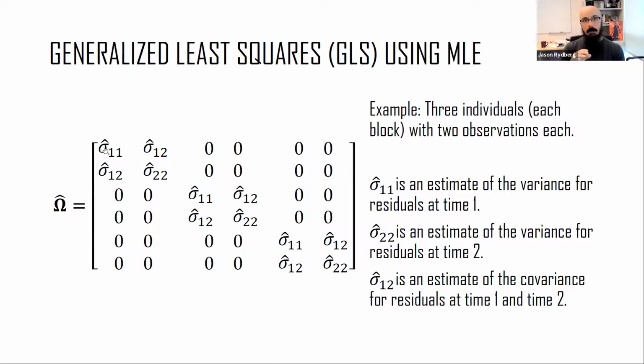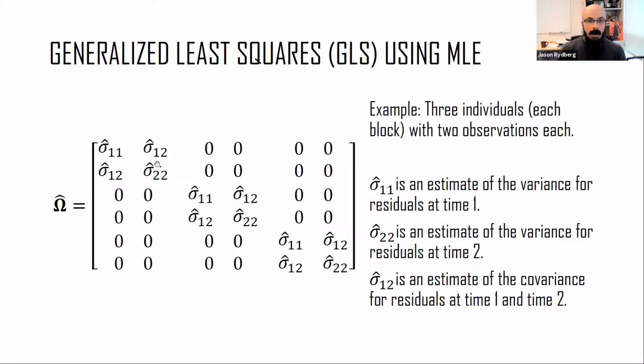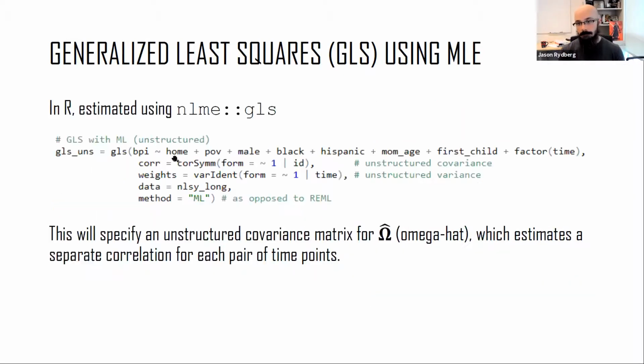Now again, OLS would assume that this is 0 across the board, all zeros in this matrix, and thus we wouldn't need to include it up here. But now we're actually allowing those correlations to be estimated in some fashion. What fashion is that? That's our task with GLS.